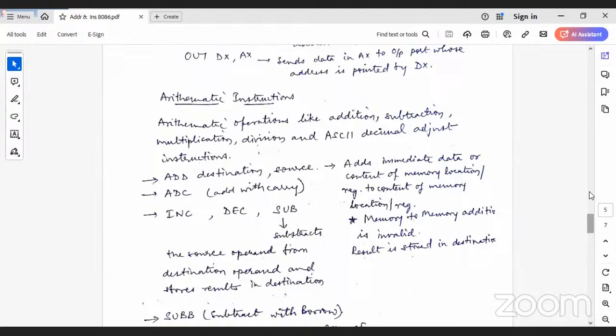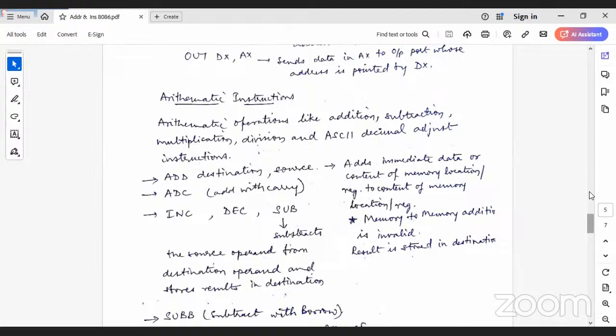Now, in these arithmetic instructions, you can simply add the contents of destination and source, or you can add it with carry also. So ADD destination comma source means the source can be direct data, or data in a memory, or data from a memory location. So these are the different ways in which the source data will be given. Now here one more point, shown by a star mark, is that memory to memory addition is invalid.